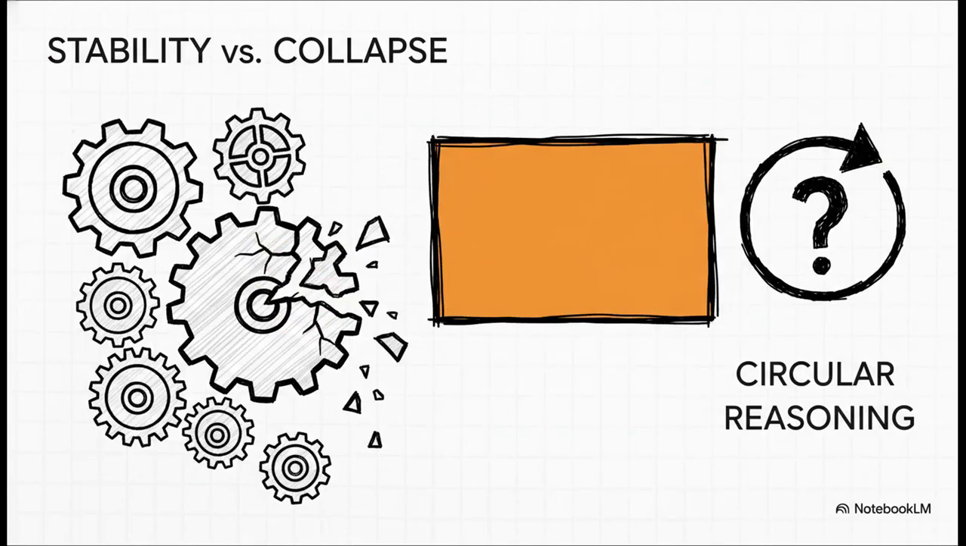Now, no theory is perfect, and functionalism has its critics. The biggest issue? It's so focused on stability, it really struggles to explain social change. I mean, if everything is supposed to work together in perfect harmony, why do things ever fall apart or radically transform? And that question? Well, it leads us straight to our next lens.